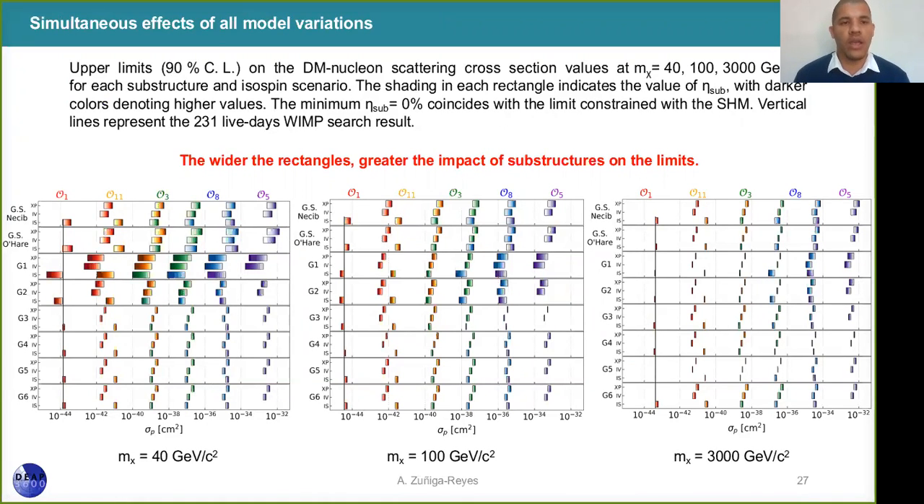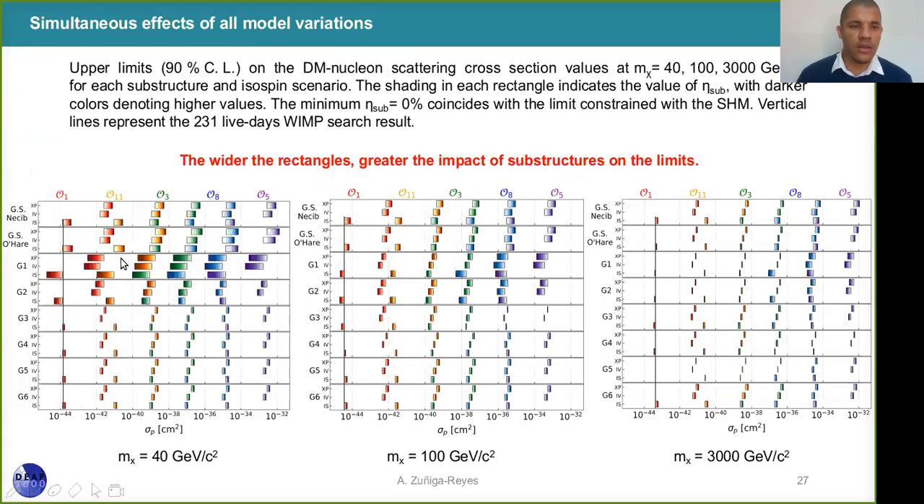It's a very nice way to see the simultaneous effect of all model variations. This shows upper limits at 90% confidence level on the dark matter nucleon scattering cross section, but for three different WIMP masses, and for each substructure and isospin scenario. If you see the y-axis, we have a level for the different substructures and a level for the different isospin cases. And in the x-axis, what is shown is the cross section.